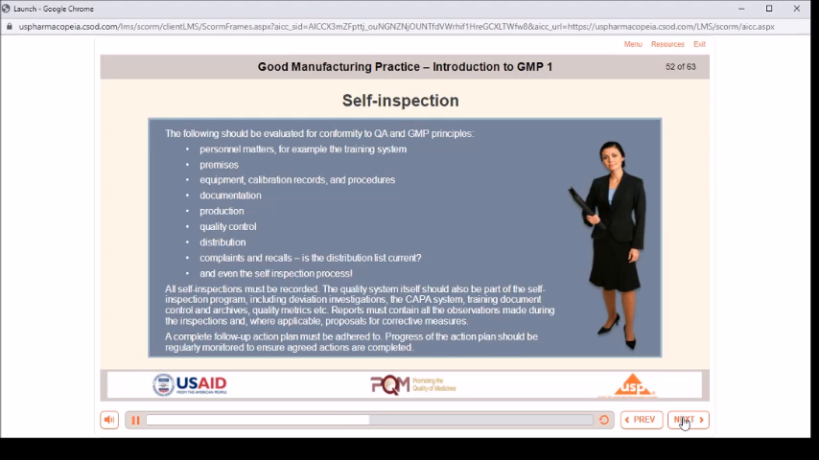The quality system itself should also be part of the self-inspection program, including deviation investigations, the CAPA system, training, document control and archives, quality metrics, etc. Reports must contain all the observations made during the inspections and, where applicable, proposals for corrective measures. A complete follow-up action plan must be adhered to. Progress of the action plan should be regularly monitored to ensure agreed actions are completed.